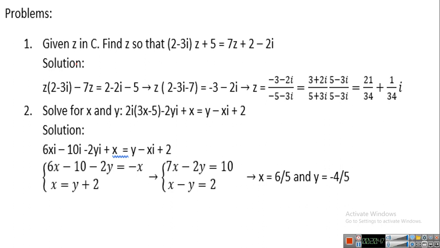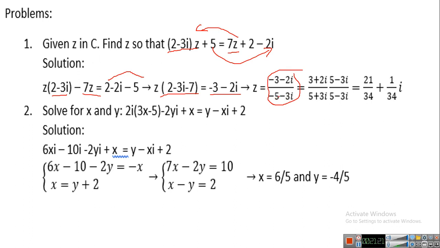Problems. Given a complex number in C, find Z so that you have this product. So what do we do first? We put Z on one side. So we take this one to that side and the number to the other side, everything without Z to the other side. So Z into 2 minus 3i minus 7Z equals 2 minus 2i minus 5. So you can put Z in factor. You have (2 minus 3i minus 7) equals 2 minus 5, which is minus 3 minus 2i. So directly Z will be minus 3 minus 2i over minus 5 minus 3i.